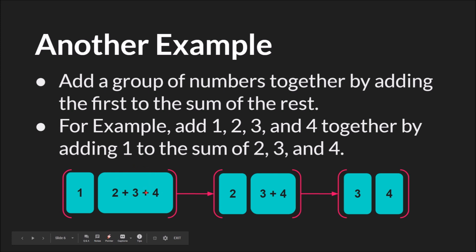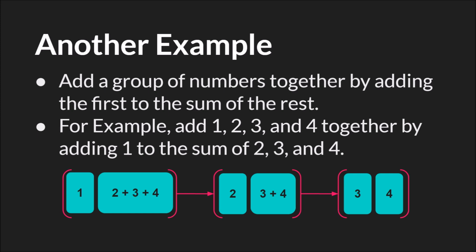Now we can't add all of these together at once, so we'll add 2 to the sum of 3 and 4, and then we can't add these together, so we'll add 3 and 4 together. Now we've added 3 and 4 together. We can say, okay, well this equals 7, so 2 plus 7 equals 9, and now we know that this is equal to 9. 1 plus 9 equals 10, and 1 plus 2 plus 3 plus 4 does in fact equal 10.